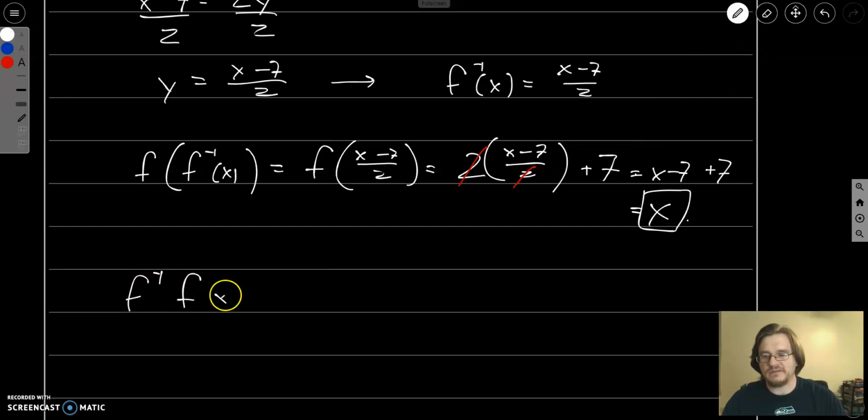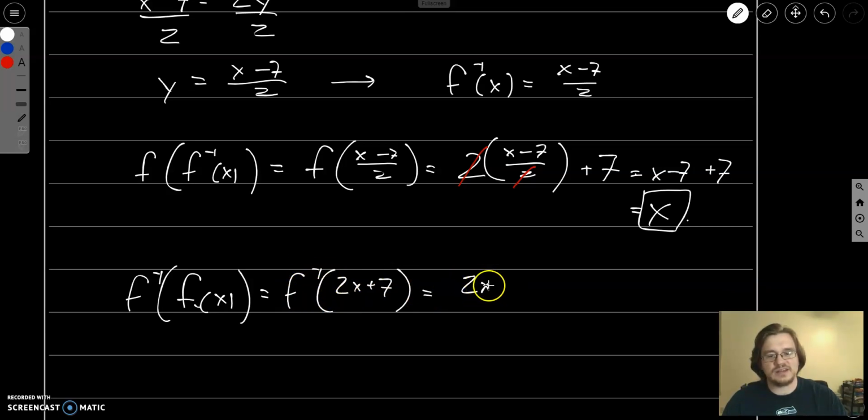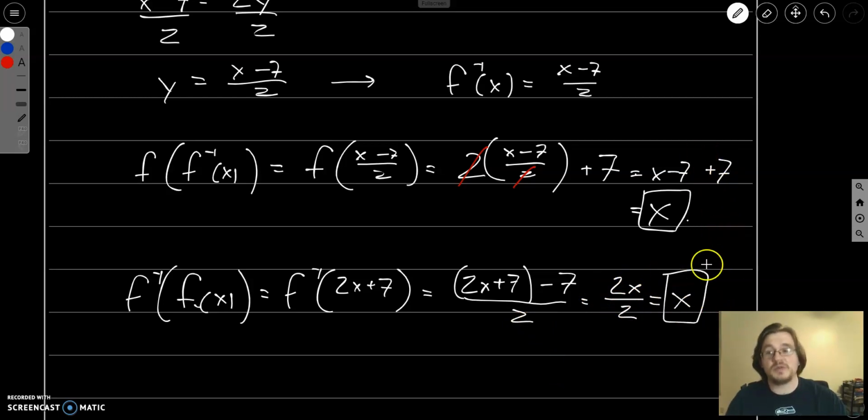Next, we should check the other way. F inverse of f of x. So we're going to first plug x into f. And our formula for f is 2x plus 7. And when we apply f inverse to this, we subtract 7 and then divide by 2. Well, 2x plus 7 minus 7, that's just 2x. And 2x divided by 2 is just x. And voila, we've come up with the inverse. And we've checked to make sure that it works.